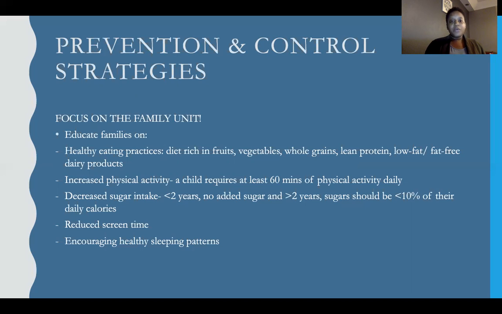Reduced screen time as well can contribute to the prevention and control of obesity in children. As I explained before, this increased screen time usually involves sitting around or lying around and using the computer or phones recreationally. So that can help to prevent obesity. Additionally, encouraging healthy sleeping patterns can help because, as you know, sleeping is very important for our health.